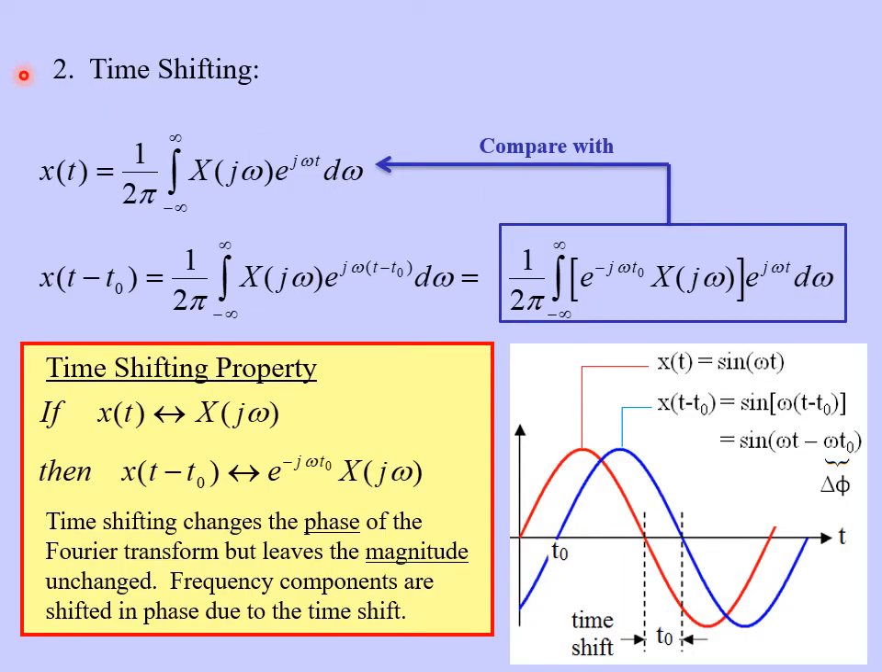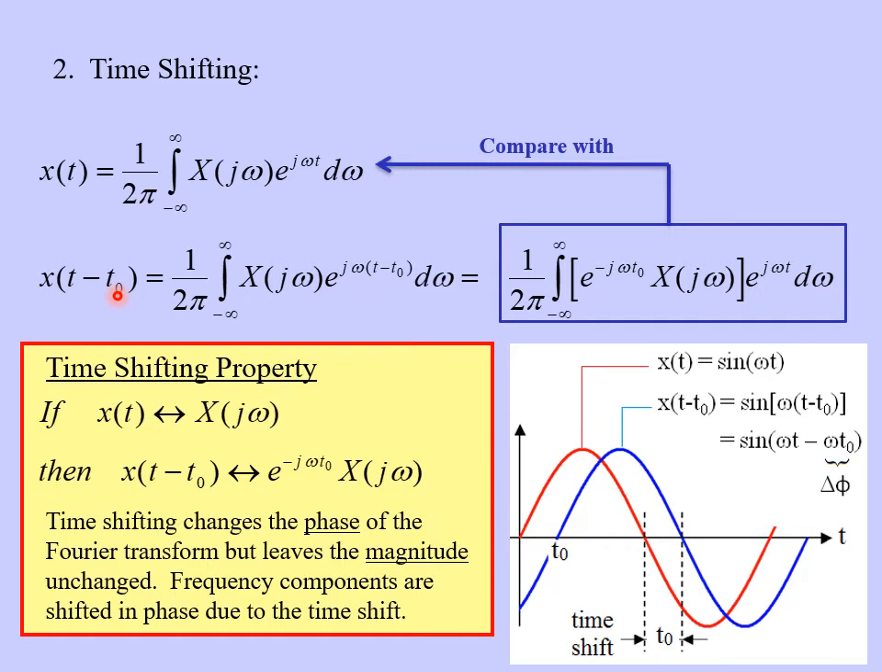Time shifting is a property, and we can derive the time shifting property as follows. Let's use our synthesis equation here. The Fourier transform is embedded inside this integral here, and this is x of t on the left. So what happens if we delay x of t by some amount t naught? This is a time shift, or a delay by t naught.